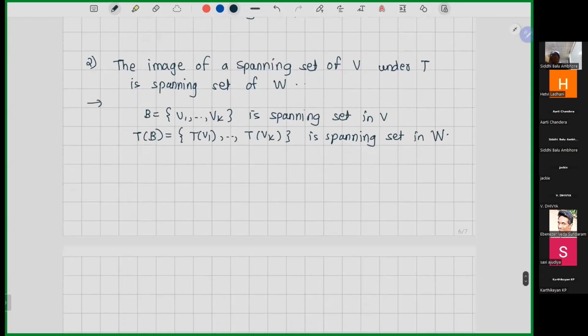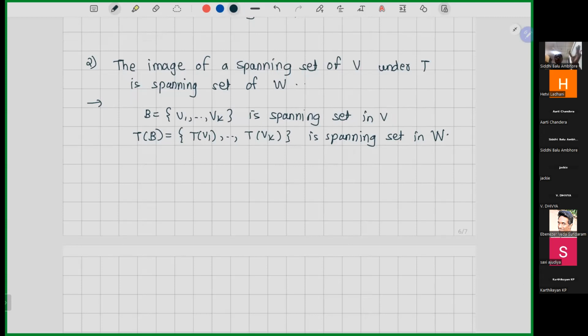No, Veda, what you said is not true. On one side we proved that if TB is linearly independent, then B is linearly independent. When you write LID, I assume you are talking about linear independence. But the other way is not true: if B is a linearly independent set, then TB need not be linearly independent.